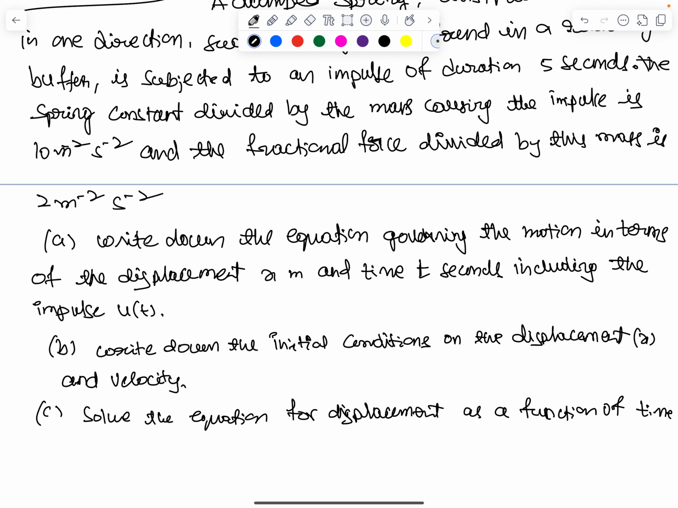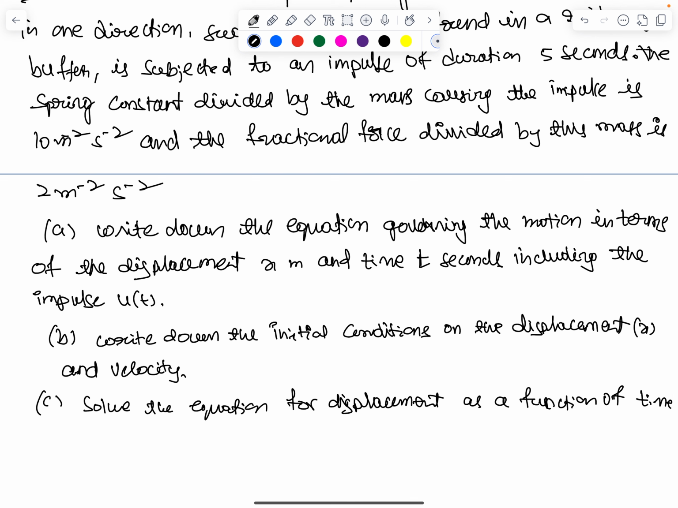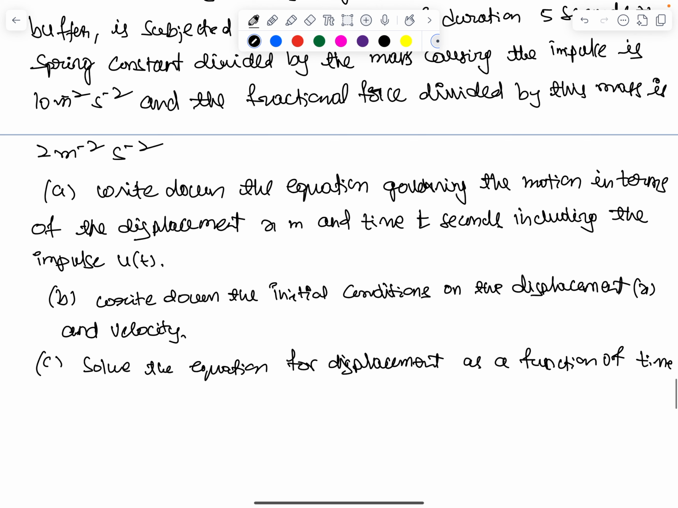So, we have to write the differential equation governed by the motion in terms of the displacement x and time t seconds, including the impulse u of t. Write down the initial conditions on the displacement x and velocity, that is x prime, and solve the differential equation for the displacement as a function of time. These are the asked questions.